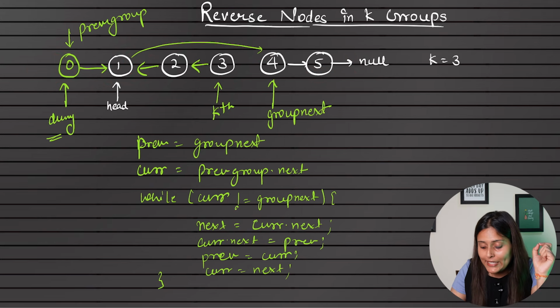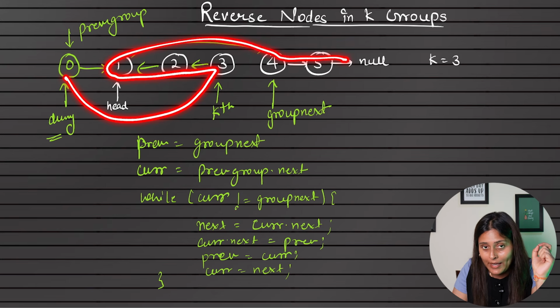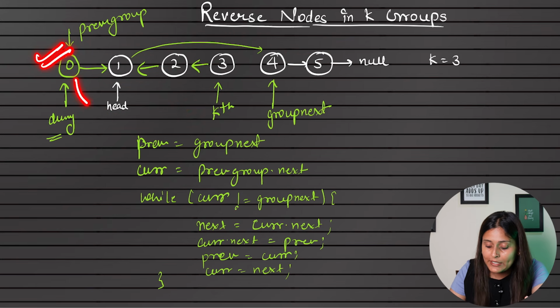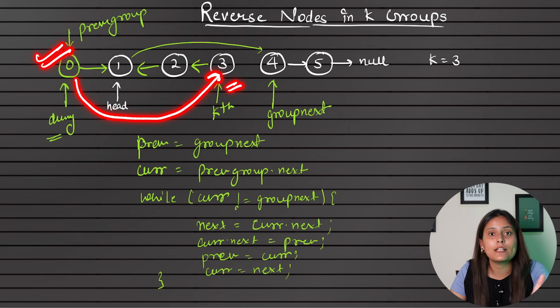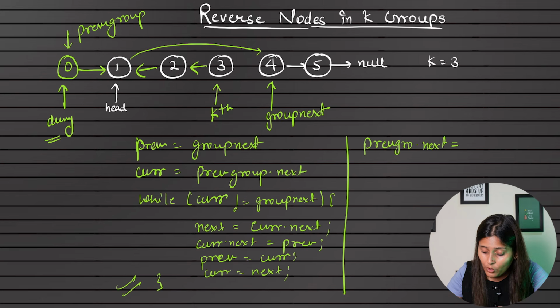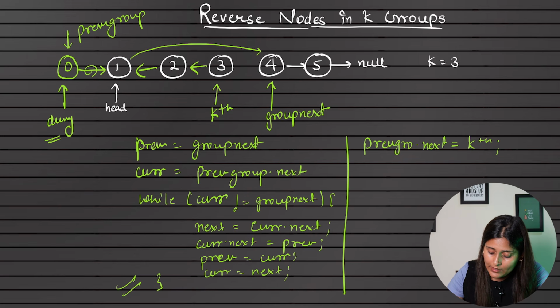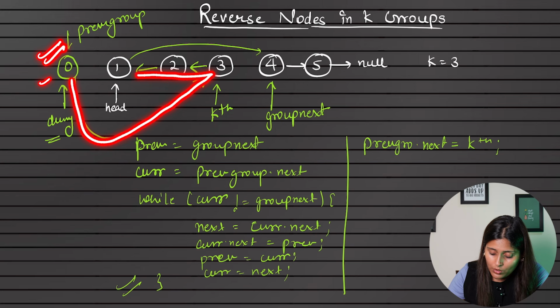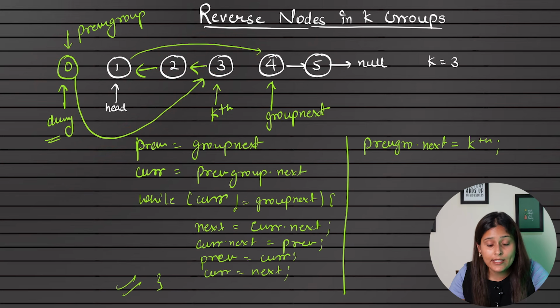So to read it like this: 0, 3, 2, 1, 4, 5, can I say my previous group needs to be connected with this 3? And what is this 3? Kth. Yes. So what do we have to write after this line? Can we say we have to write previous group dot next, which is currently connecting with 1? We want it to connect with 3. 3 is nothing but kth. So now I can say my previous group next is connected to 3. So now if you read the linked list from dummy, it's 0, 3, 2, 1, 4, 5. Can I say it has been reversed?